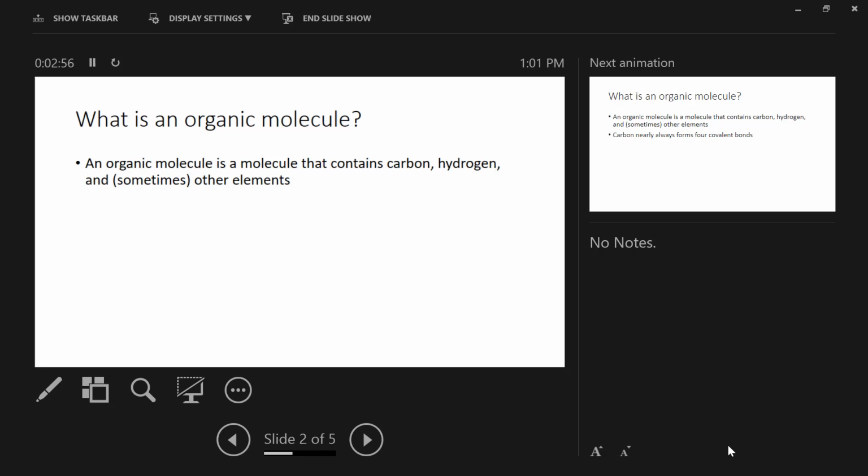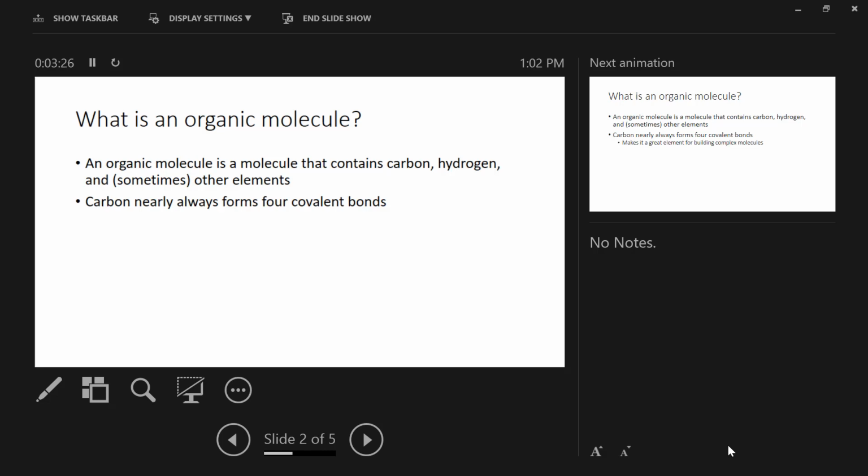Okay. What about carbon dioxide? Carbon dioxide is not an organic molecule. Why? It does not contain hydrogen. It contains only carbon. What about water? Water is not either because it does not contain carbon. So remember, organic molecules must contain carbon and hydrogen, and then can contain some other things as well.